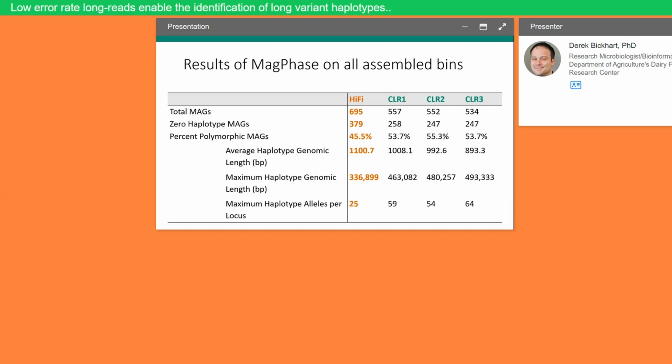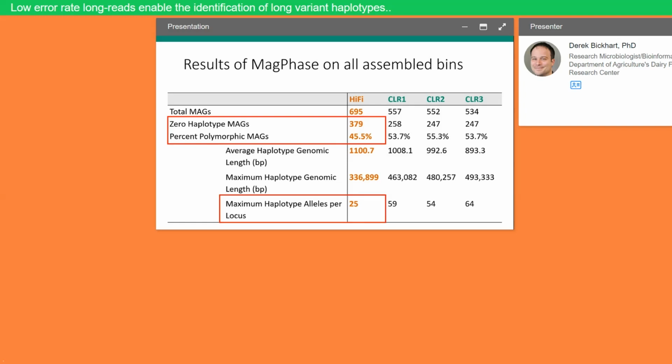But the most important values I'd like you to look at are the percentage of polymorphic mags which had at least one identifiable haplotype in our hi-fi data set. You can see that the majority of our hi-fi mags do not have polymorphic haplotypes that could be discovered, whereas the CLR data sets, given all the data that I've shown so far, are consistent with them being collapsed and condensed representations of the metagenome, and had higher percentage polymorphic mags.